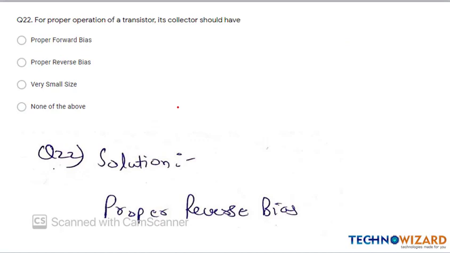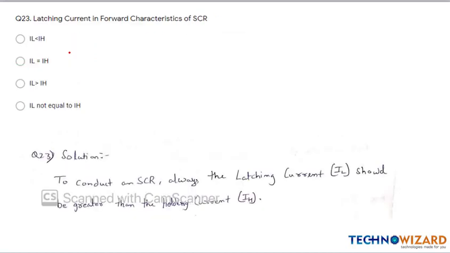Okay. Question number 22, for proper operation of a transistor, the collector should have proper reverse bias. Okay. Active region, we know that the input is forward bias and the output is reverse bias. Question number 23, for a latching current in forward characteristics, we know that to operate an SCR, IL should always be greater than the holding current. Okay, that is IH. Therefore, option C is the correct answer.